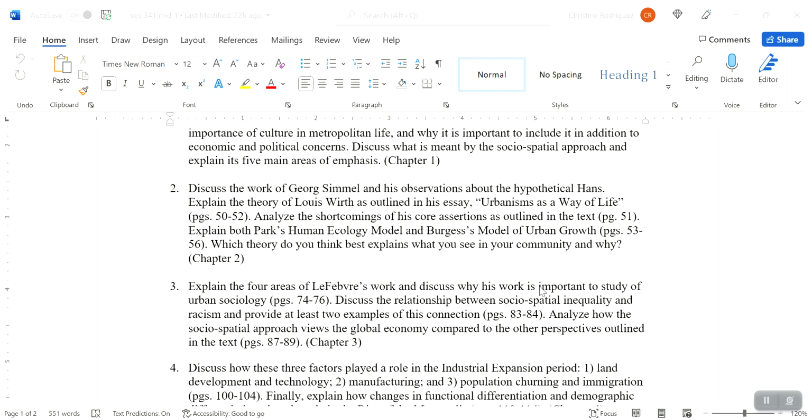Explain Robert Park's human ecology model and Burgess's model of urban growth. These are 2 different models, 2 different ways of thinking about urban growth. And again, I point out the pages to you. So again, go back, review what these 2 different models are about so that you can explain them again, what are the major ideas of these 2 different thinkers. And then I ask you, which theory do you think best explains what you see in your community and why? Okay, and again, don't just say, well, I think Burgess's model explains my community best. Okay, great. Why?